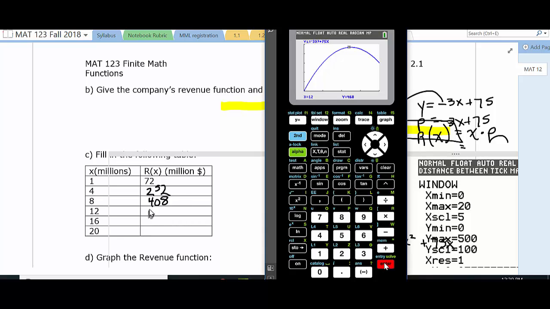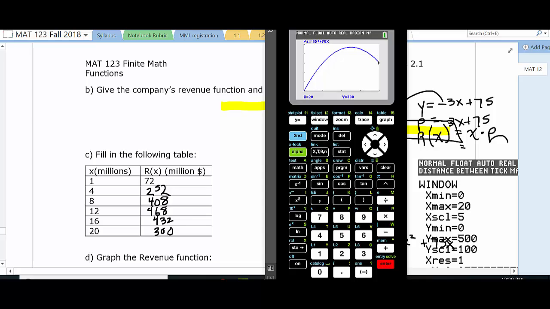Let's see, at 12, we're at 468. Then we go to 16, and we're at 432. And then finally we make it to 20, and now we're at 300. Okay, that's the way to do it. Use your technology.